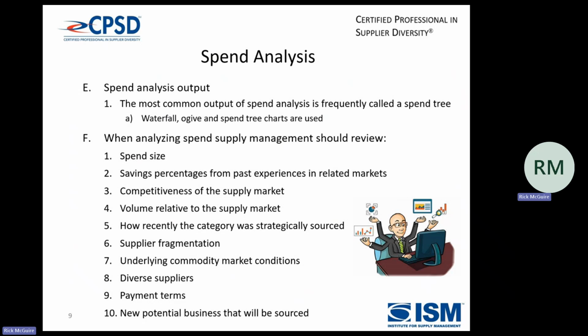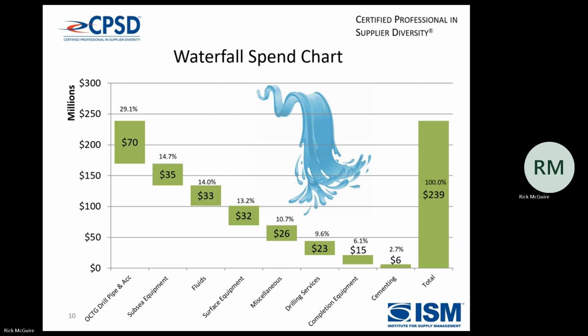When analyzing spend, supply management should review things like spend size, savings percentages from past experiences in related markets, competitiveness of the supply market, volume related to the supply market, how recently the category was strategically sourced, the supplier fragmentation, underlying commodity markets, conditions, diverse suppliers, payment terms, new potential business that will be sourced.